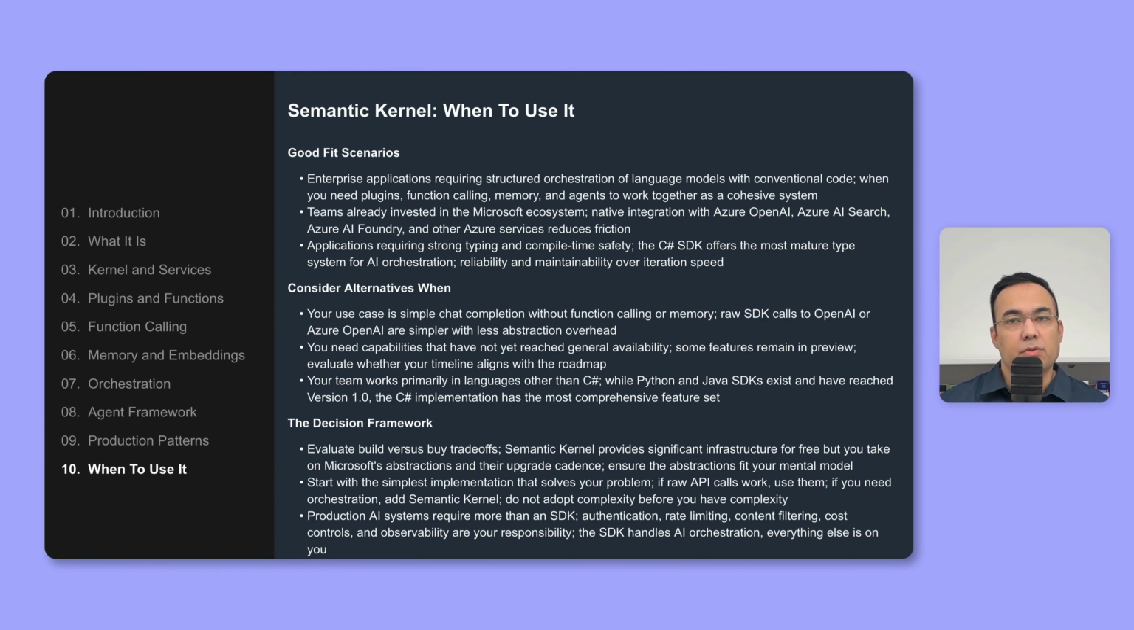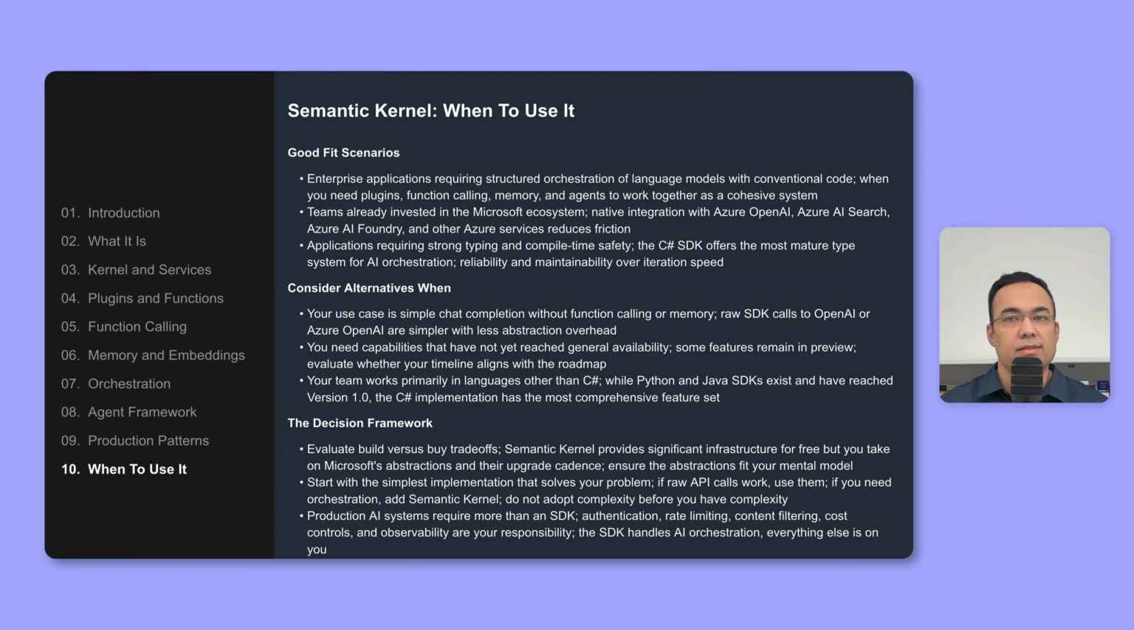For applications requiring strong typing and compile time safety, the C# SDK offers the most mature type system for AI orchestration. If reliability and maintainability matter more than rapid iteration speed, this helps catch errors at compile time rather than at runtime. So now, when you should consider the alternatives.